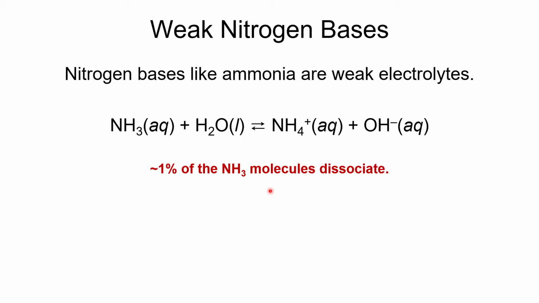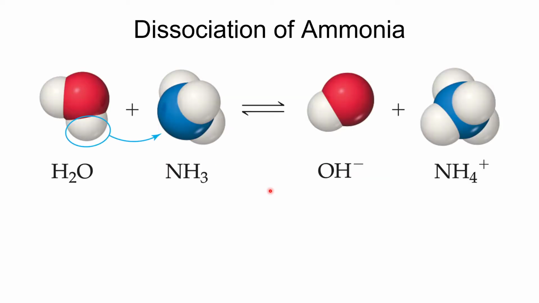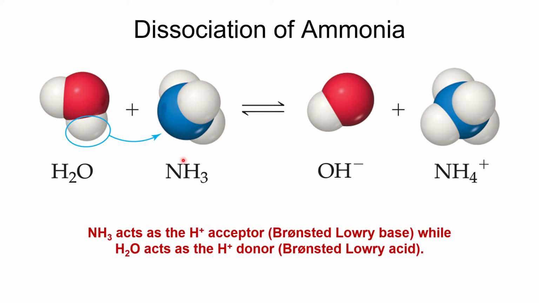All right. So next thing we want to look at, we're going to look at the dissociation of ammonia a little bit more closely, just to give you a taste of the Bronsted-Lowry acid-base definition. So here you'll see that water donates H+ to ammonia. And when it donates the H+ to ammonia, the water becomes hydroxide and the ammonia becomes ammonium. Since water is donating H+, it is considered a Bronsted-Lowry acid. And since ammonia is accepting H+, it is considered a Bronsted-Lowry base.